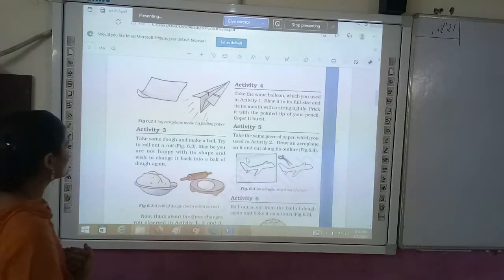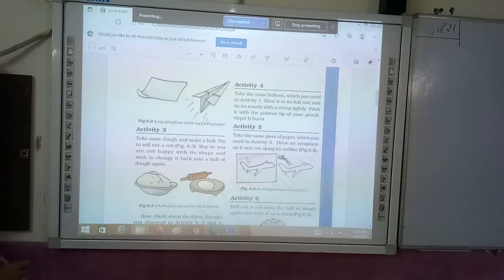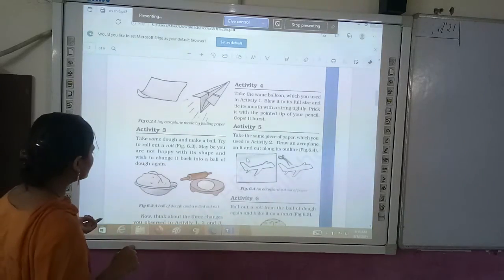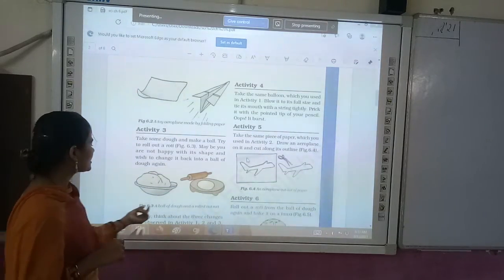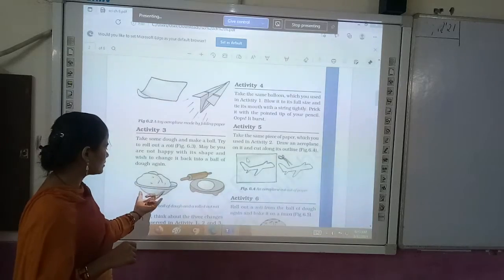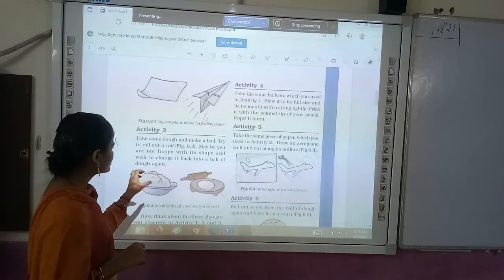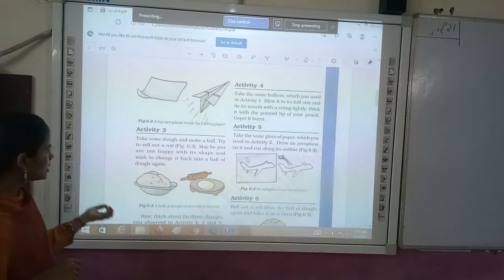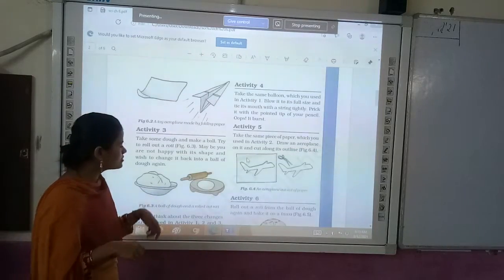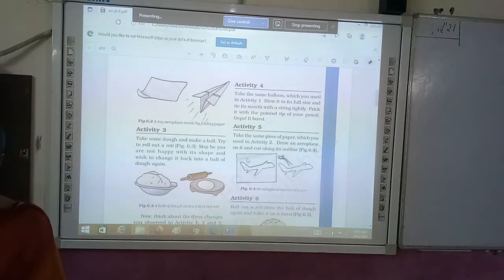ठीक है, try to roll out a roti. And now you have to make roti. See figure 6.3. It is given that a ball of dough. आपका ball dough रखा है. And you just take, you have to make a ball. And after that you just roll out a roti. आपको रोटी बनानी इससे. You have to make a chapati.